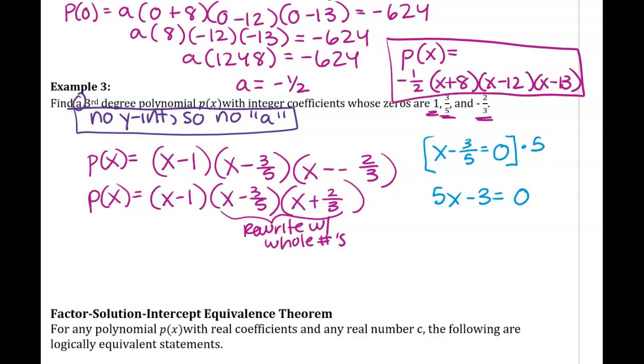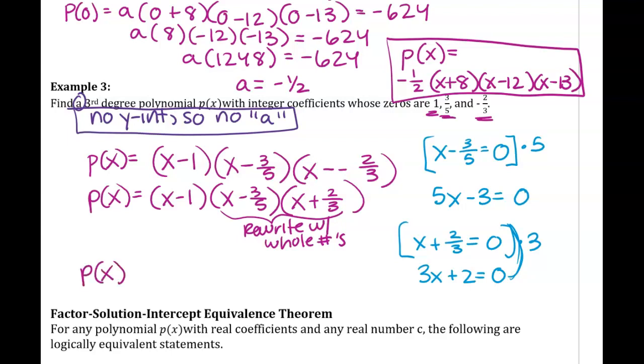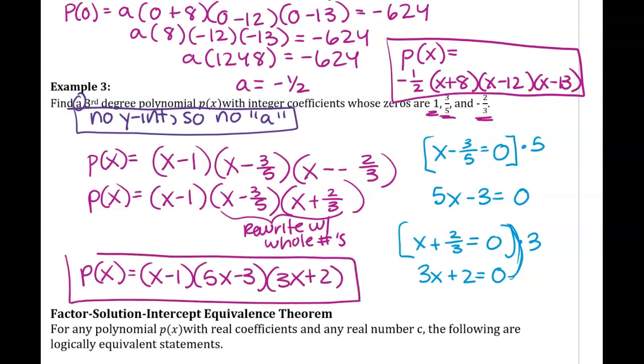And notice that x equals 3/5 either way. If we look at x plus 2/3 equals 0, we can multiply by 3 to get rid of the denominator. 3 times x is 3x, 3 times 2/3 is 2, 0 times 3 is 0. And again, no matter which of these equations you look at, x is still negative 2/3. So we'll rewrite one more time. X minus 1 times 5x minus 3 times 3x plus 2. And there's our answer. And again, we don't have an a because we weren't given a y-intercept. So we would have to adjust this if we were given a y-intercept.